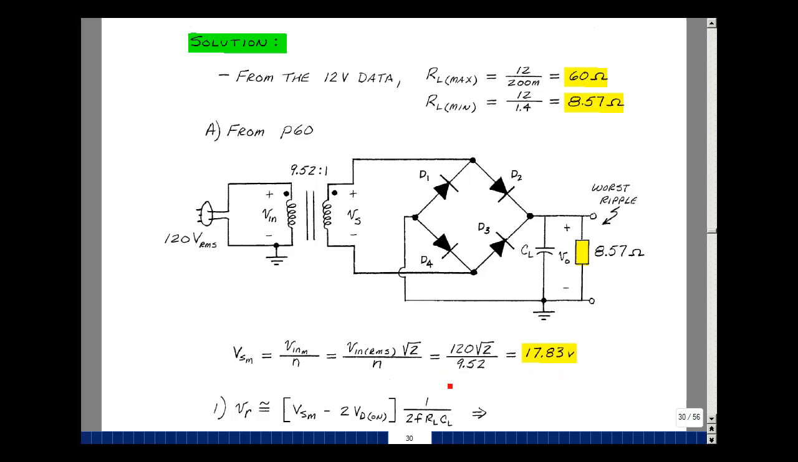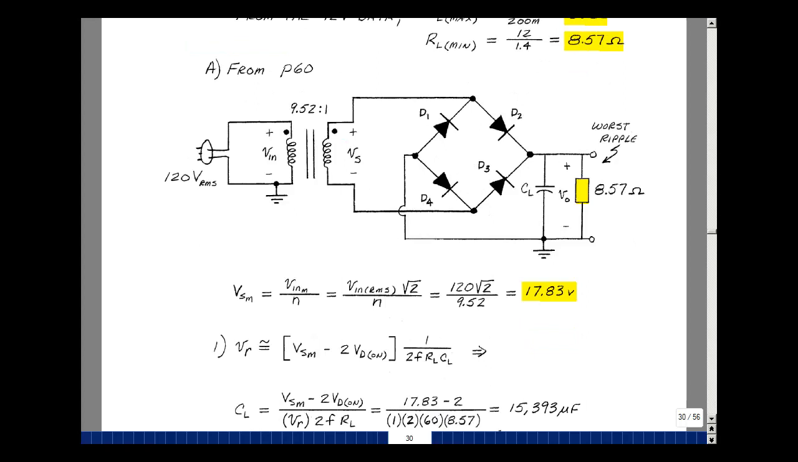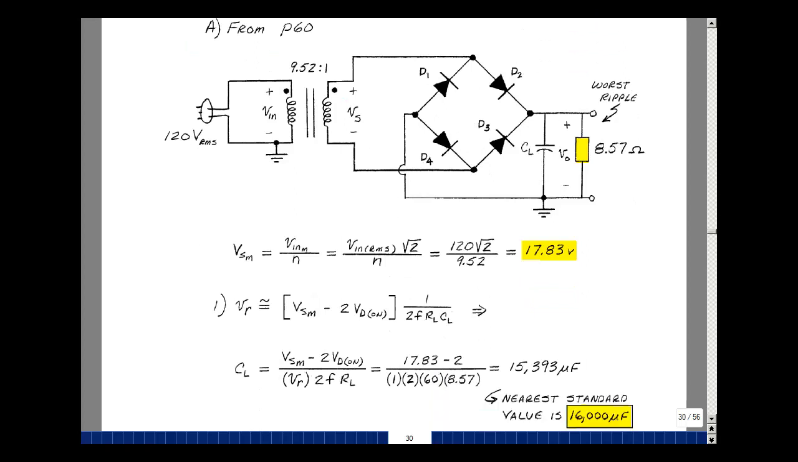Take 120 and divide by 9.52, you get 12.6. As I said, this is called a 12.6 volt transformer. So back in our class notes, again on page 60 of Chapter 2, there was a summary. One of those was the ripple voltage. We know everything here but the capacitor, and we've specified the ripple, so we can solve for the capacitor from this equation. Let's do that.